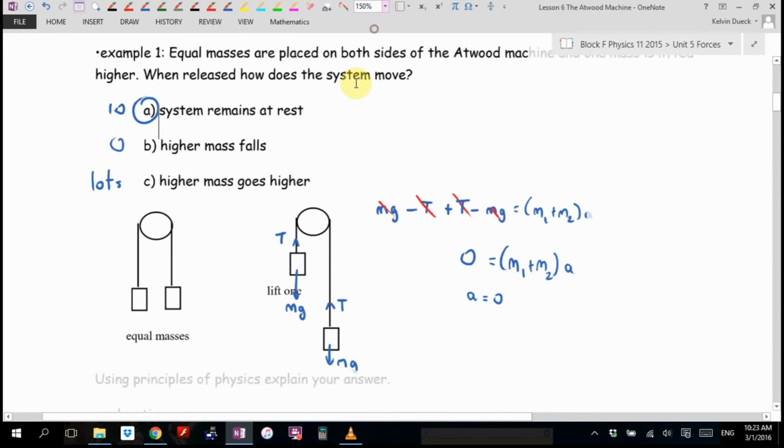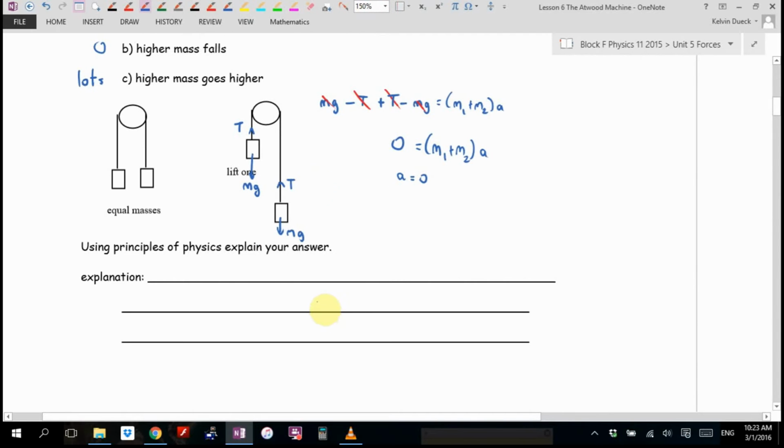Clever engineers. It says, using principles of physics, explain your answer. There. Drop the mic. Really, that's a proof. Shut up, there, walk off.